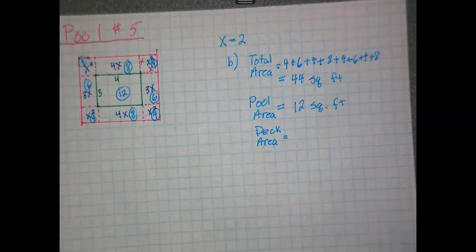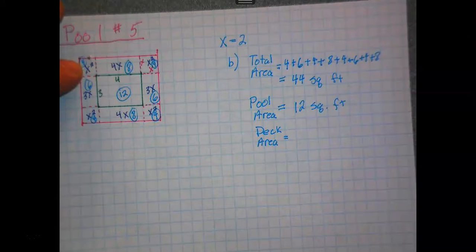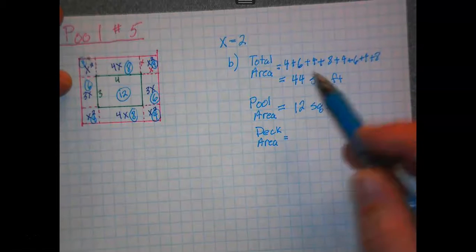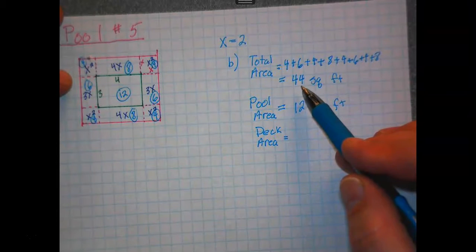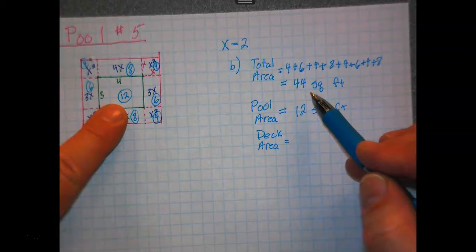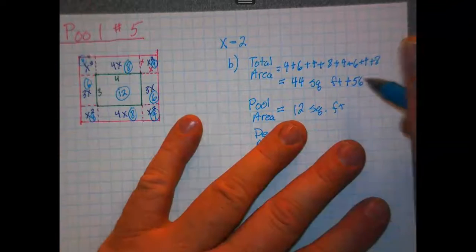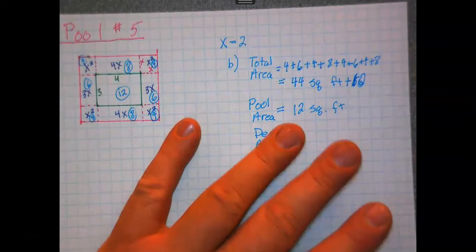Well, again, there are shorter ways of doing this, but for teaching purposes, I'm going to add up the deck. 12, 24, 30. You sure the total area is 44? What about the pool area? Oh, okay. So we got to add 56 to this, right? No, I mean 12 to get 56. Now I messed it up.